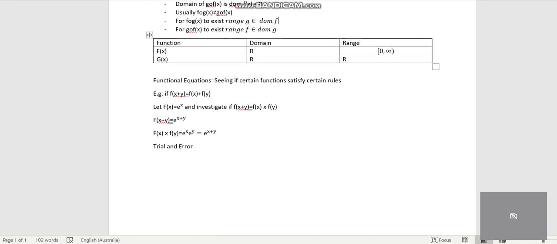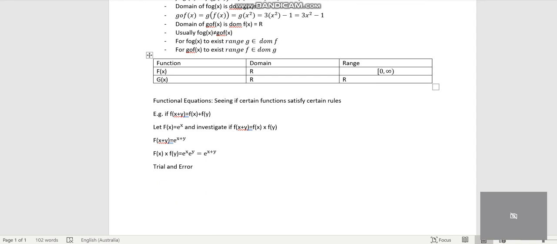Moving on to functional equations, it's just seeing if some functions satisfy certain rules. For example, f of (x plus y) equals f of x plus f of y. Or if f of x equals e to the x, something we haven't done before, but it relates to exponents. You may have seen this last year when doing things like half-life, exponential growth and decay. The question asks you, for example, to investigate if f of (x plus y) equals f of x times f of y.